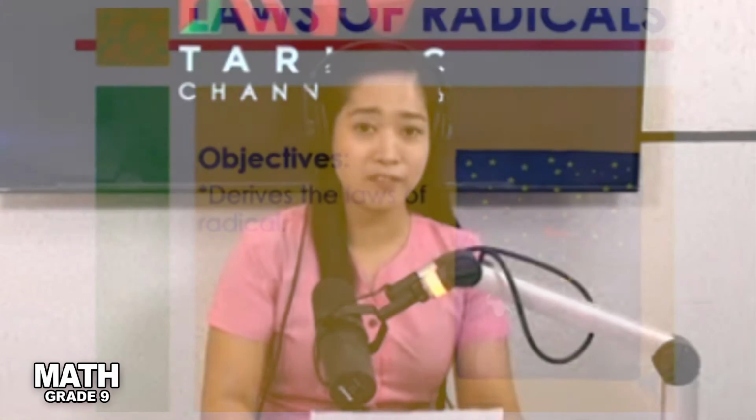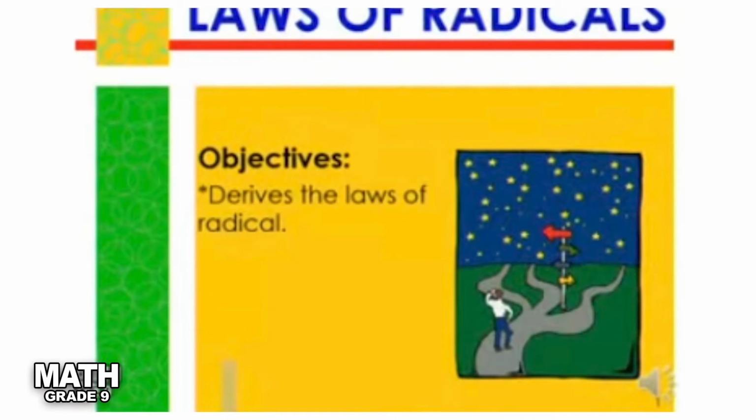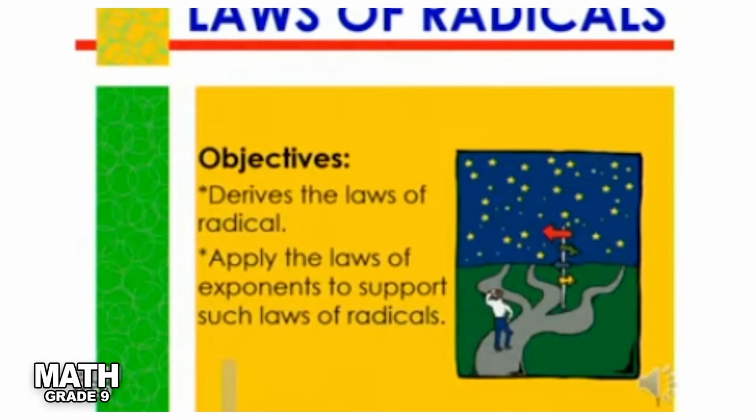In the previous lesson, you have learned how to write expressions with rational exponents into radicals and vice versa. This lesson will help you understand how radicals exist and how it is being simplified. As you go through this lesson, you will learn how to, number 1, derive the laws of radicals, and number 2, apply the laws of exponent to support such laws of radicals.